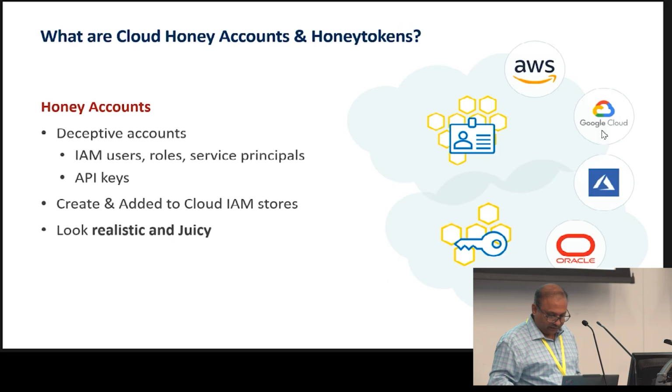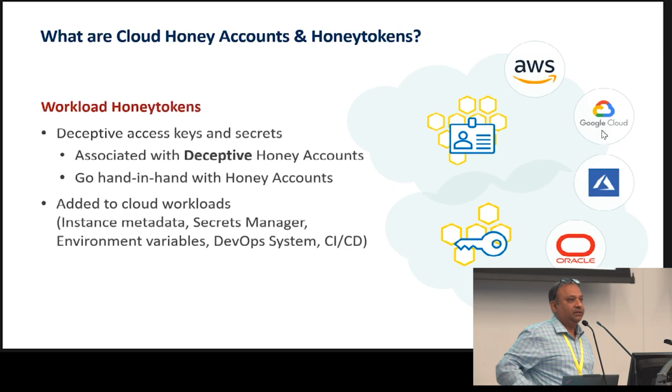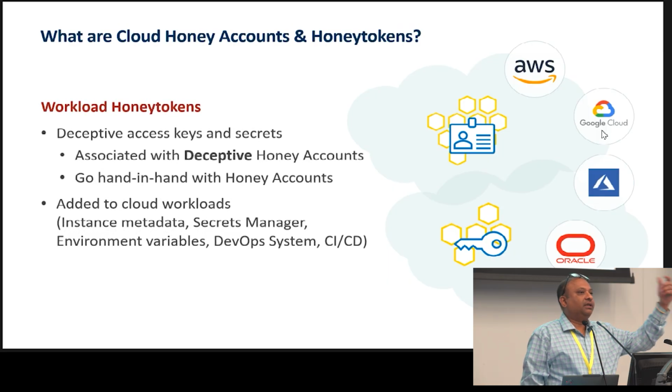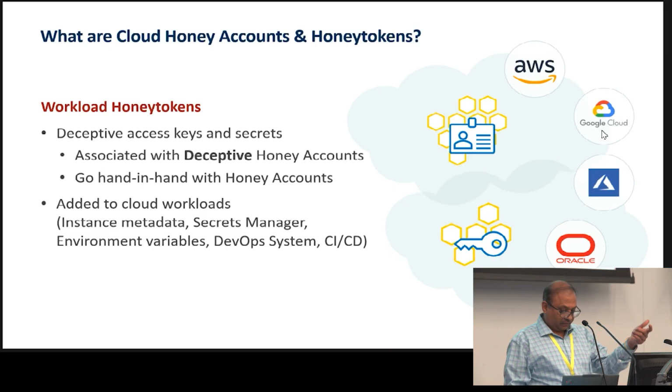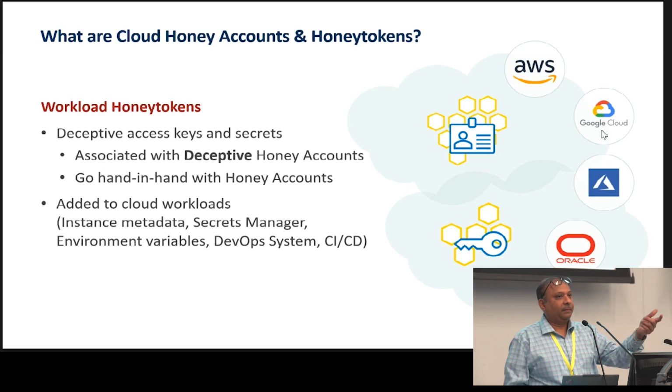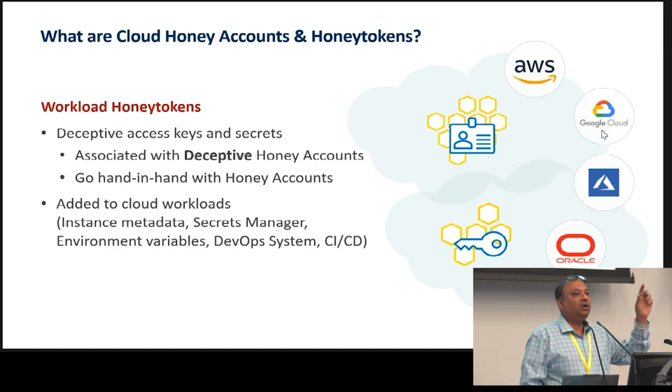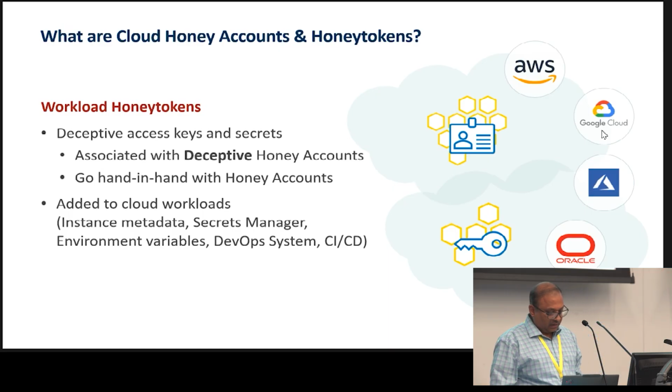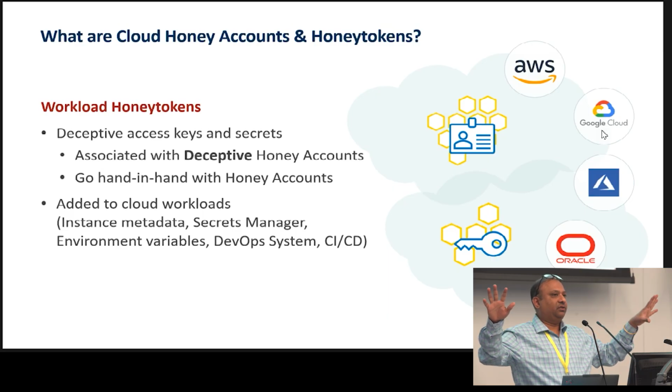Now, once these accounts are created, let's go to the next one, which is the honey tokens. So accounts are created. All of these accounts are associated with actual secrets. For example, let's say there's an IAM account. An IAM account has secrets and keys. So we create all of these fake accounts, fake keys. And this goes hand in hand. All of these fake keys are pointing to the fake honey accounts. Okay, they're all hand in hand. Now, we add this to the cloud workloads. We distribute them.